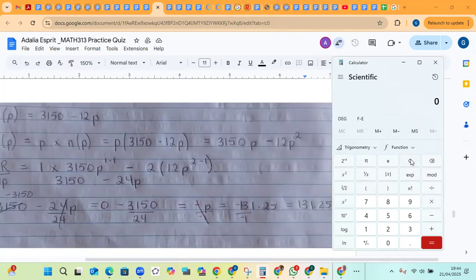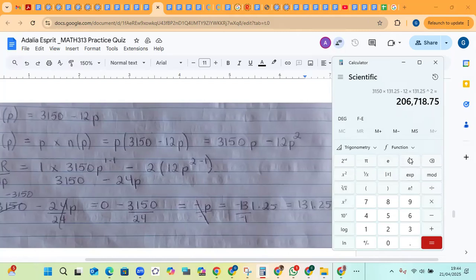Let's try 141.25. So we have 3,150 times 141.25, minus 12 times 141.25 raised to the power of 2. That gives about $206,000. That is clearly more.